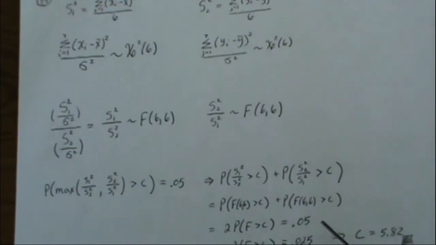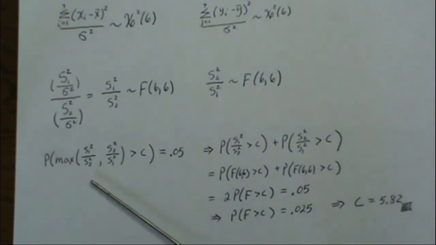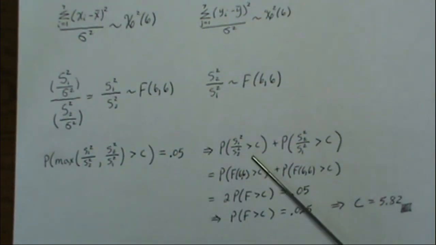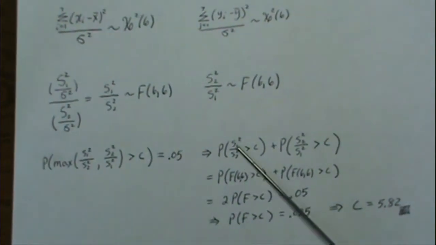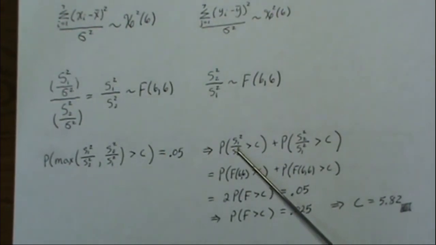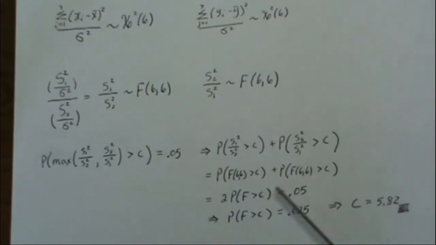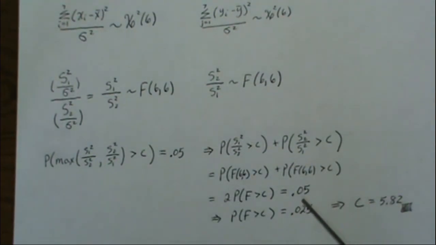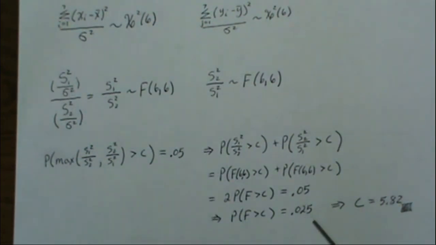So now when we are trying to find the probability that the maximum of those is greater than C, that means that this ratio is greater than C, or this ratio where they're flipped. Well, they're both an F distribution with 6 and 6 degrees of freedom. Those are the same, so we can rewrite it as 2 times that is equal to 0.05. Then we divide by 2, so this probability is 0.025, which implies that C is 5.8.